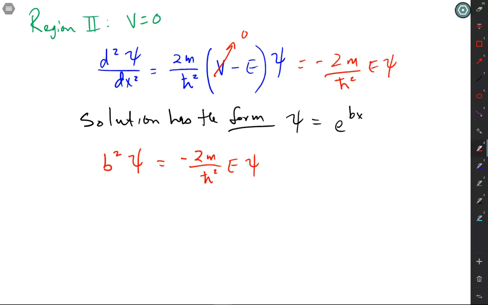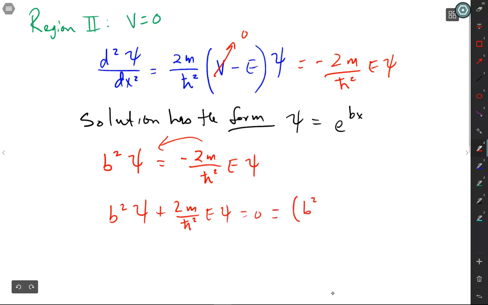Now I'm going to do things right. I'm going to move this over here. So I have b squared psi plus 2m over h bar squared e psi equals 0, which is b squared plus 2m over h bar squared e, times psi. The reason this is good math, as opposed to the somewhat sketchy math we did to separate the time part from the positional part, the spatial part, is that I don't have any division by zero possibilities.